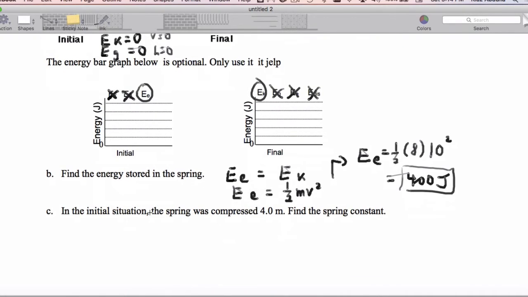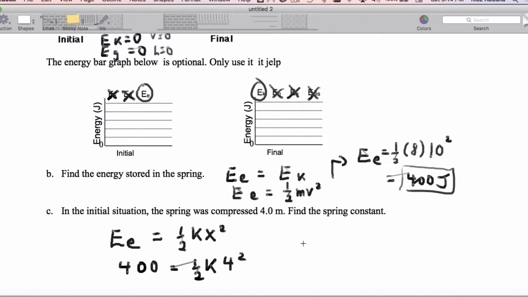Now, in this initial situation, the spring was compressed 4 meters, so let's find the spring constant. All right, so now we can use E elastic equals 1/2 kx squared to get the spring constant. So that'll be 400 equals 1/2 times k times 4 squared. Simplifying further, we're going to get that 800 divided by 4 squared equals k. And that's going to give us a spring constant of 50 newtons per meter.